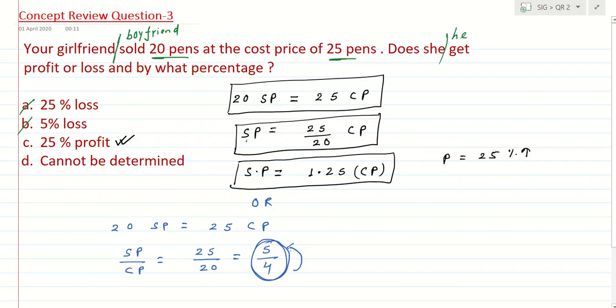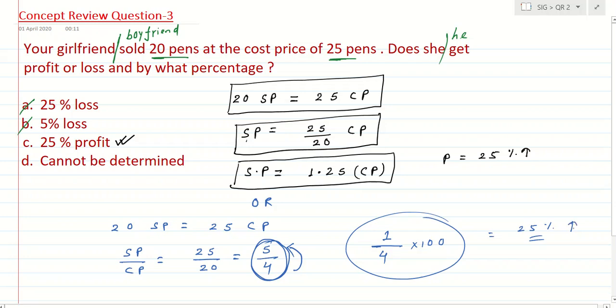So how many parts is the increment? 1 part increment from CP to SP, which means from the original to the final. What is the difference? 1. What is the original? 4, into 100. Correct? That is 25%. That is the increment, because SP is more, which means the final value is more than the initial value. How many more? That is 1 part more than the initial part, right? So 1 by 4 into 100, I'll get the answer. That's why my answer is option C.